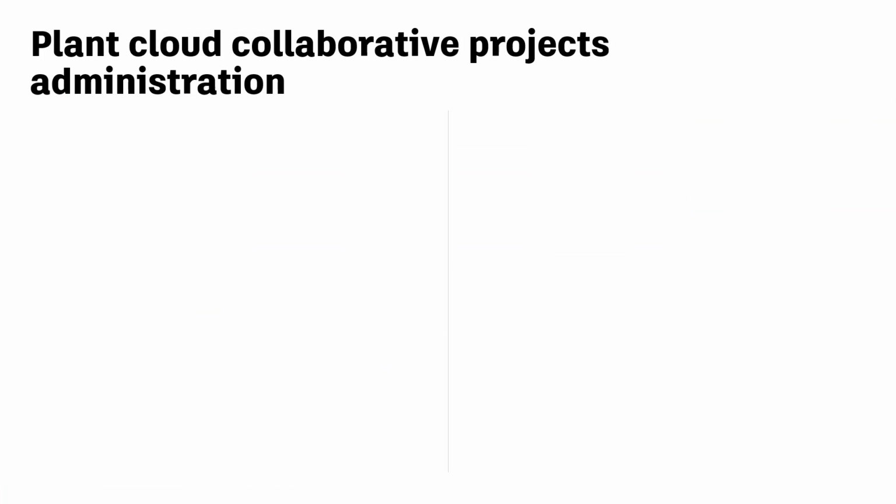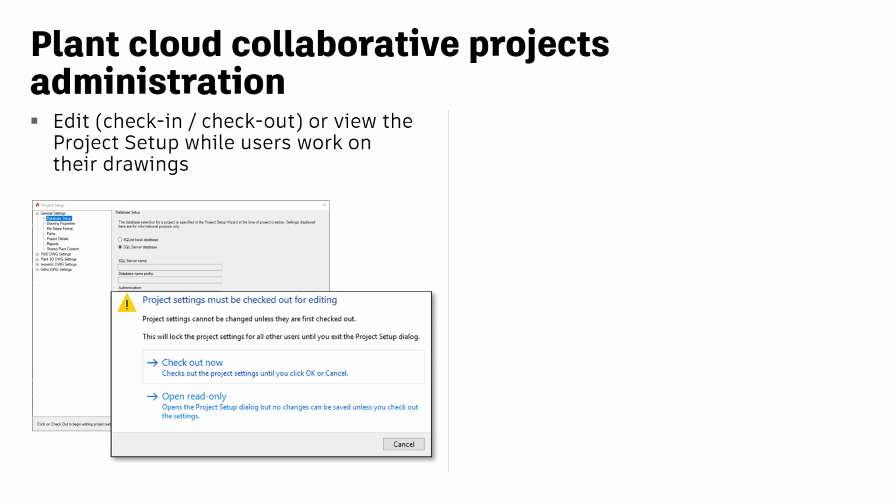Let's take a look at the Plant Cloud Collaborative Project Administration. Again, for an admin in Plant 3D, we can edit the project setup while users still work on their drawings in the project. This is because the project setup also has a check-in check-out system that can lock it on the server when it's in use by an admin. This is a huge advantage compared to other local workflows.